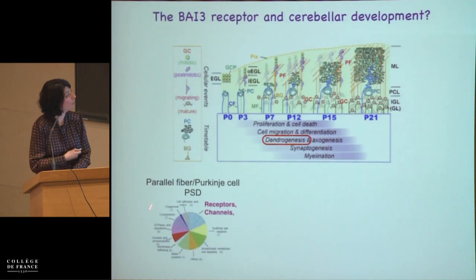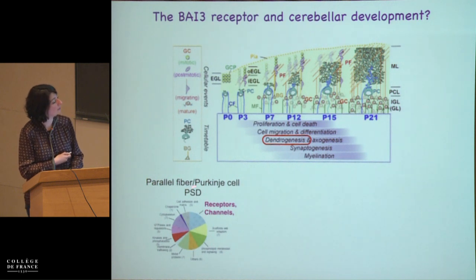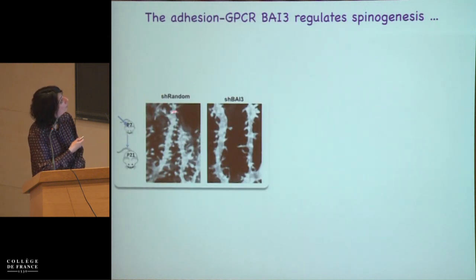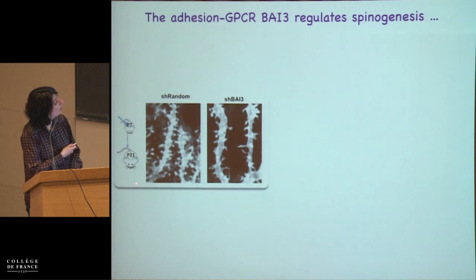But I told you before, we found BAI3 at the parallel fiber Purkinje cell postsynaptic density, and in cultured hippocampal neurons, we can detect very high levels of BAI3 at spines. So we wondered what the role of BAI3 was during synaptogenesis. We looked again, at higher magnification, at neurons that were transduced with lentiviruses driving either an shRNA against BAI3 or a control shRNA. And as you can see, already we can find defects in the spines, in their shape and in their density.